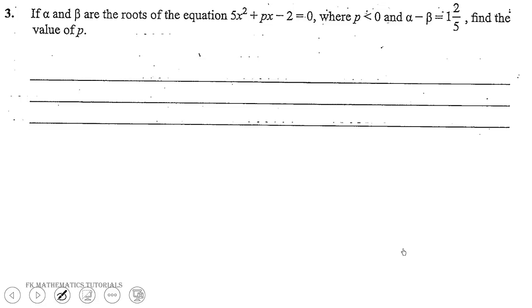So question 3 says: if alpha and beta are the roots of the equation 5x² plus bx minus 2 equals 0, where p is less than 0, and alpha minus beta is equal to 1 2/5, find the value of p.